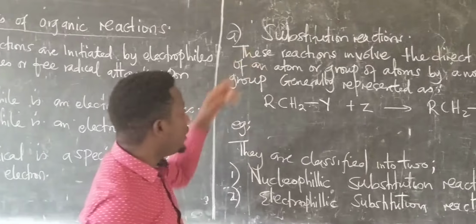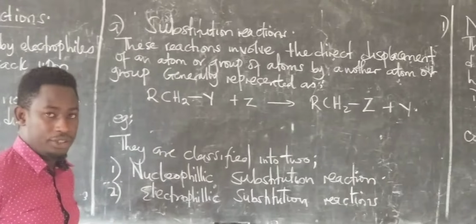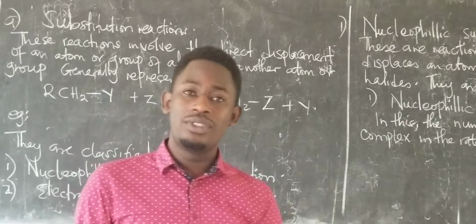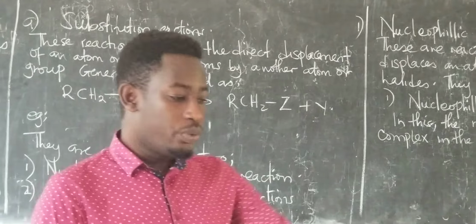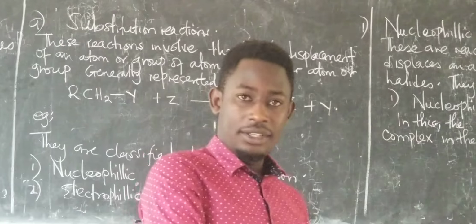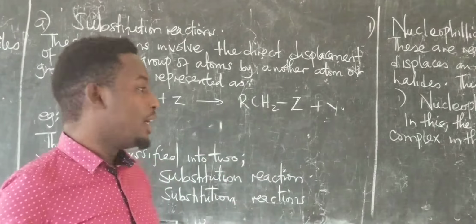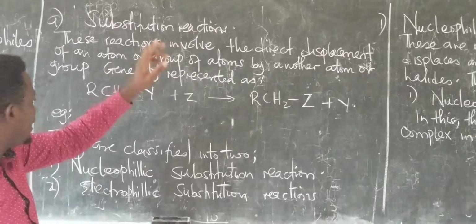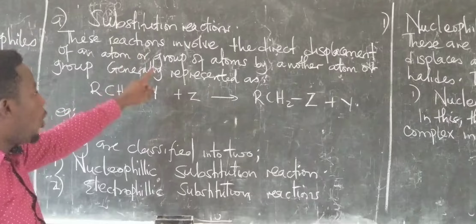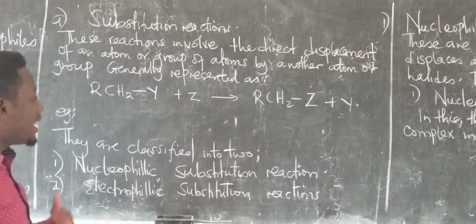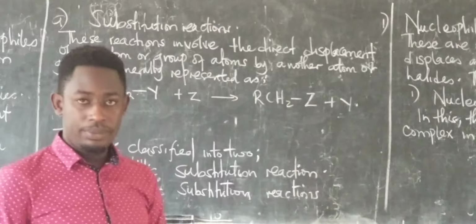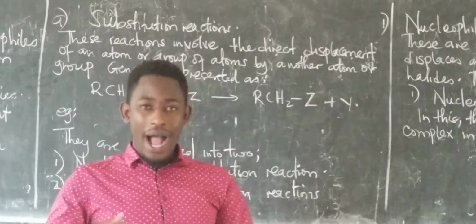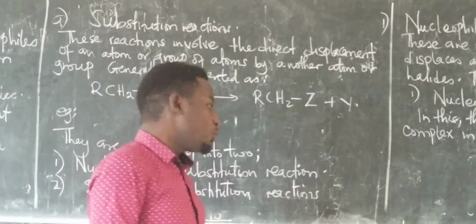The first one we are calling substitution reaction. Like the word sounds, substitution: you remove, then you replace. These are reactions which involve direct displacement of an atom or group of atoms by another atom or group. We just pull one group or an atom, we replace it with another.